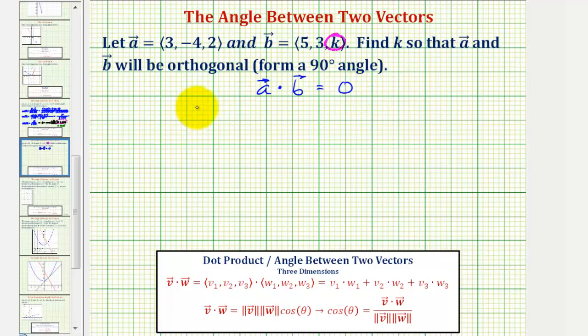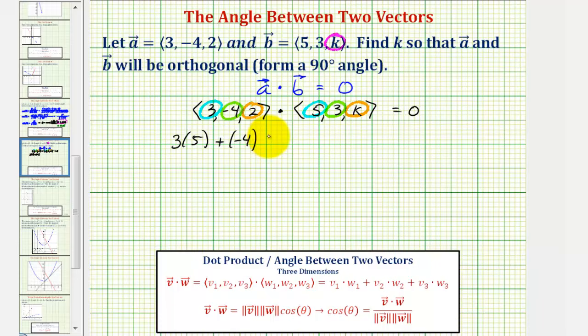So in this case, we would have vector A dotted with vector B must equal 0. This will give us an equation which we can then solve for k. So now we'll find the dot product, which would be 3 times 5 plus negative 4 times 3 plus 2 times k. So once again, we'd have 3 times 5 plus negative 4 times 3 plus 2 times k, which must equal 0 if the two vectors are orthogonal.